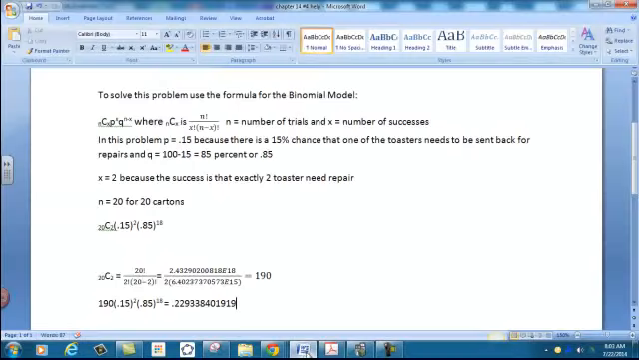So what I need to do is type this in right here all at one time, or I can figure out and type it in like this if I'd like, with the 190 times 0.15 to the second times 0.85 to the 18th. And we're going to end up with 0.229338, and we have to round it to, I believe, 4 decimal places. So 0.2293 is going to be my answer to my problem.